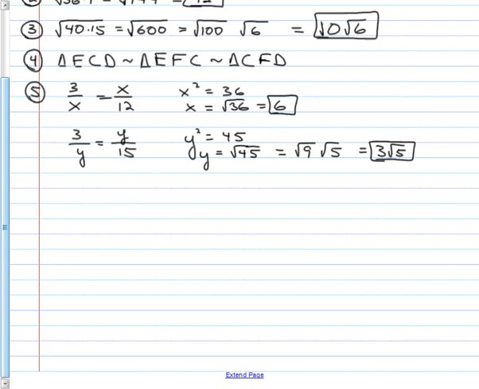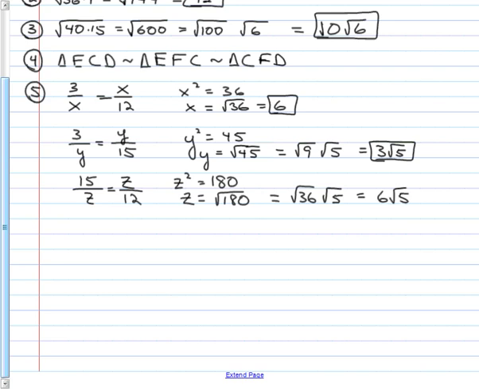How about Z? Is it in the means position? Yeah. Z is also in the means position. Between 15 and 12. What's 15 times 12? 180. Hey, we did this a minute ago. So Z is the square root of 180. What perfect square goes into 180? 36. How many times? 5 times. So this simplifies to 6 square roots of 5.